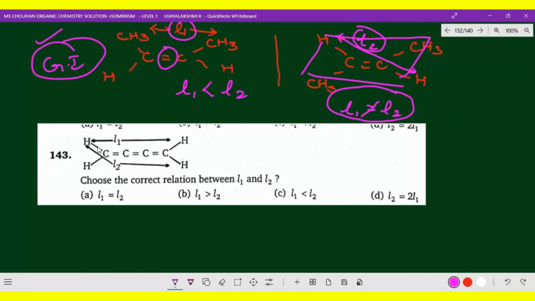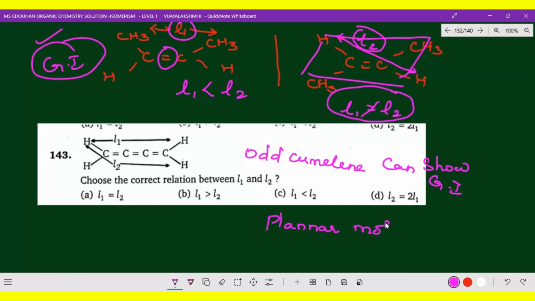Only very few points will vary. So to identify, I bring another question also here. Right now, how many double bonds are there? Three double bonds are there. That means odd cumulene, which can show geometrical isomerism. So odd cumulene can show geometrical isomerism, which means this is a planar molecule. First and foremost, this is a planar molecule, right?